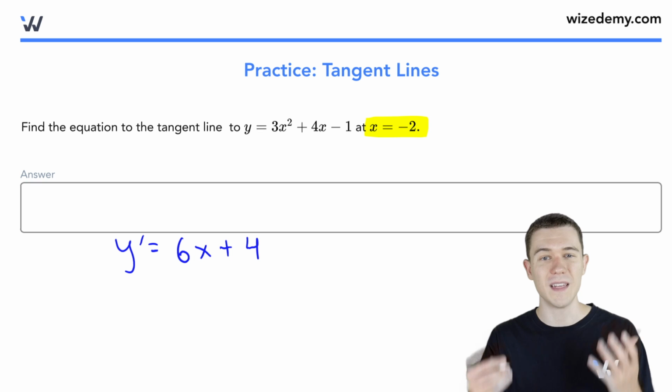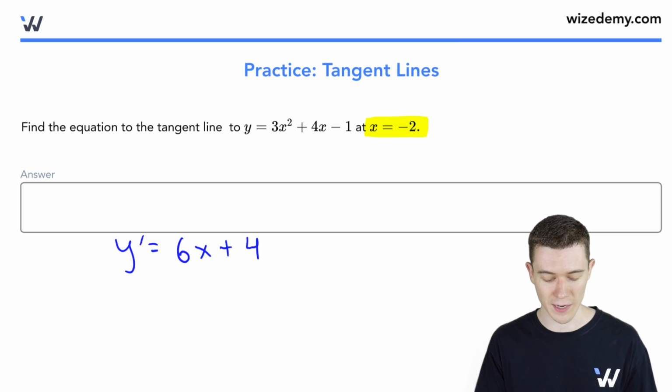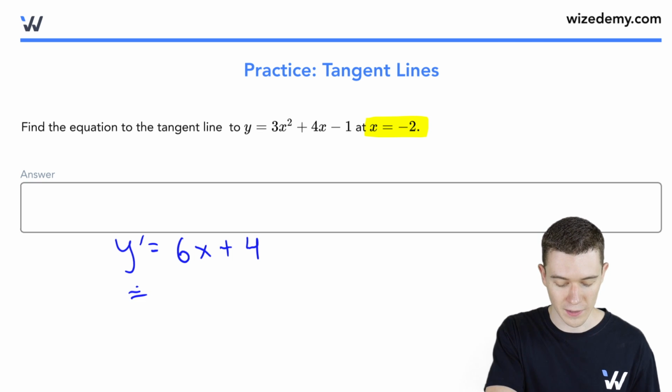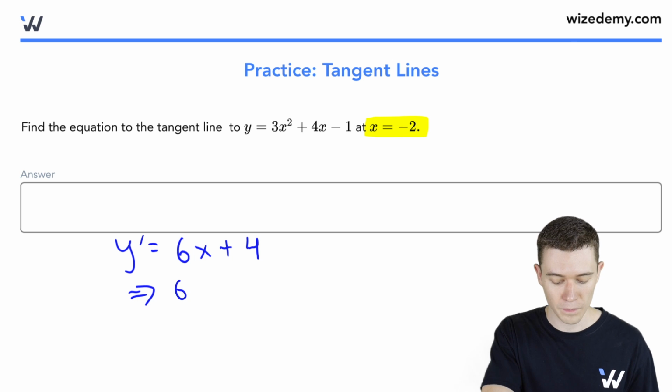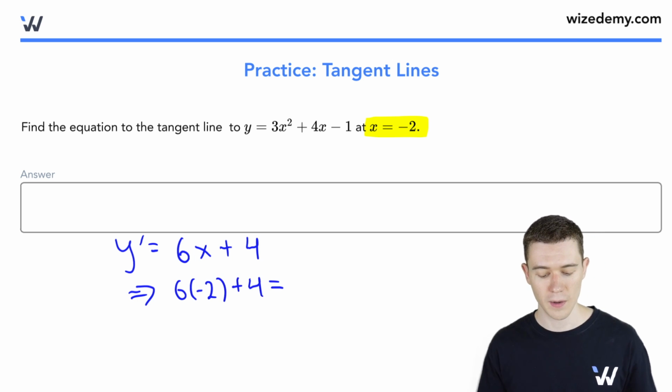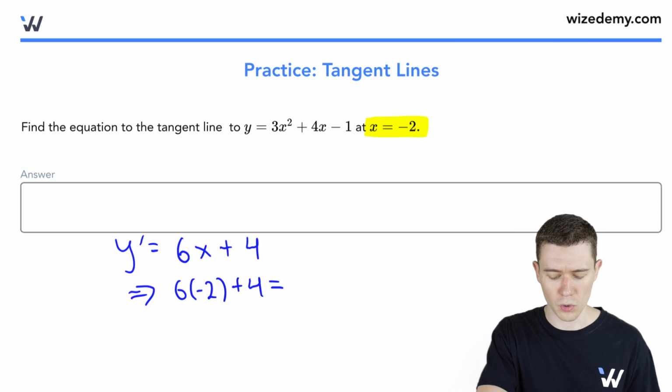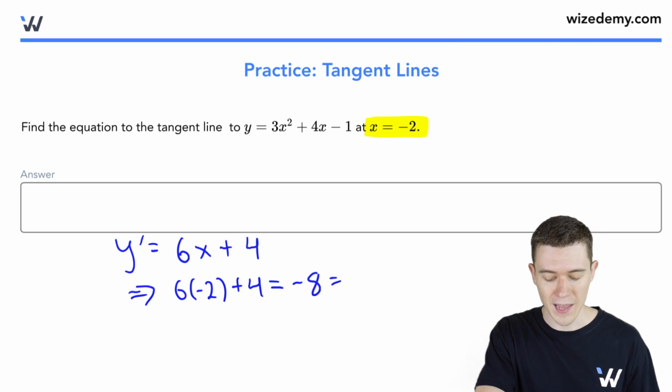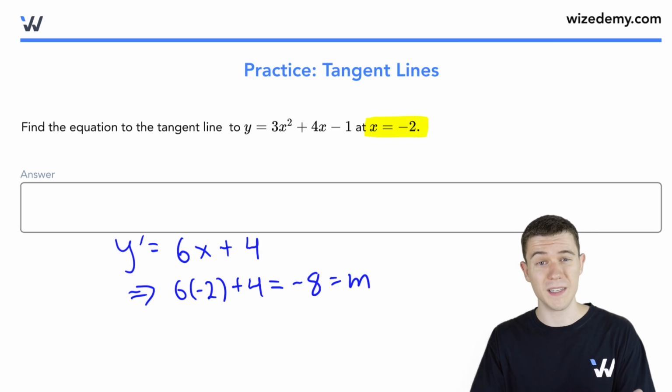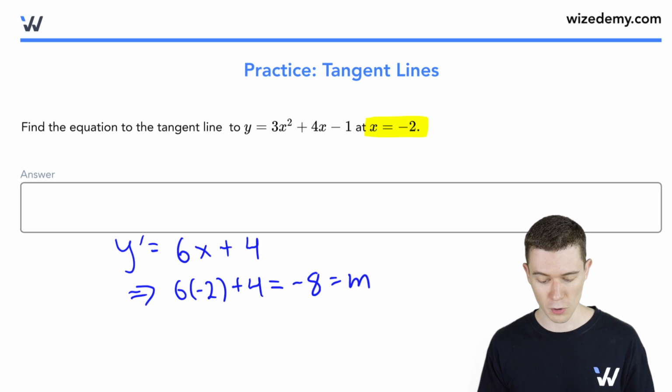That'll give us the slope of the tangent line at x equals -2. So let's go ahead and just substitute -2. 6 times -2 plus 4. -12 plus 4, I think that's -8. This is our slope of the tangent line. I'll use m for slope.